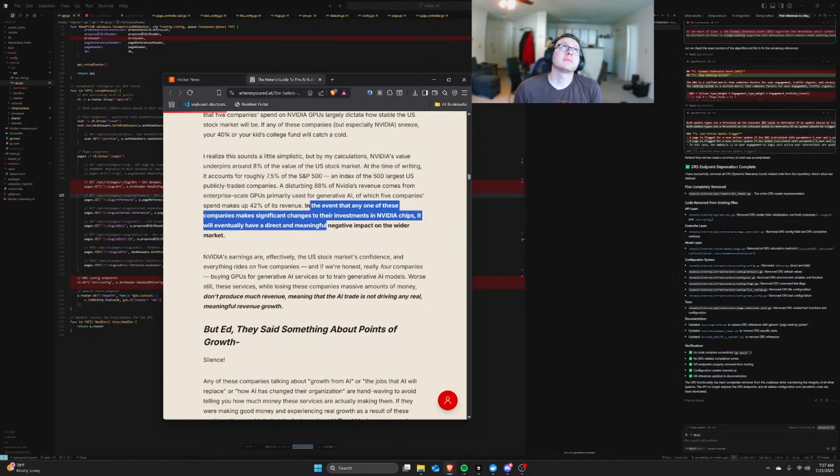But I don't know about asset pricing. I don't know how long it would take for this to kick in. Part of this could just be that they're trying to inflate their own stock prices with the AI stuff. Yeah. Worse still, these services, while losing these companies massive amounts of money, don't produce much real revenue.